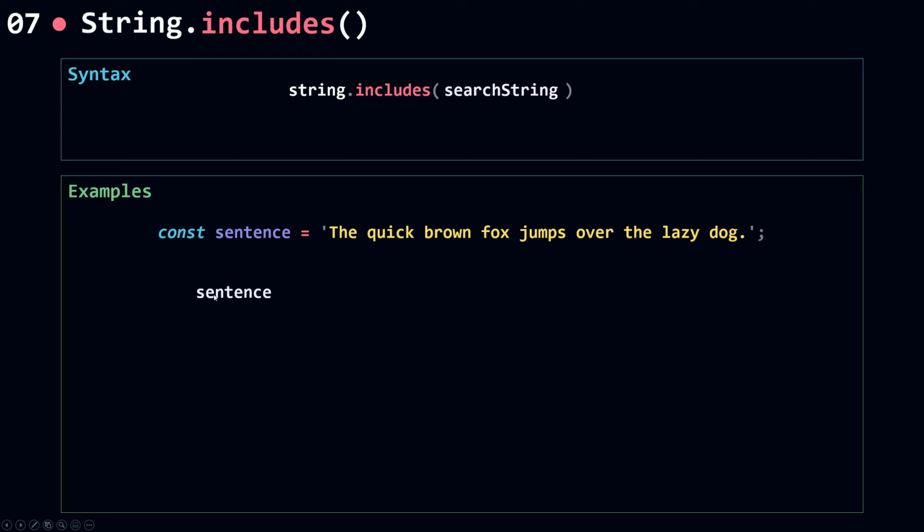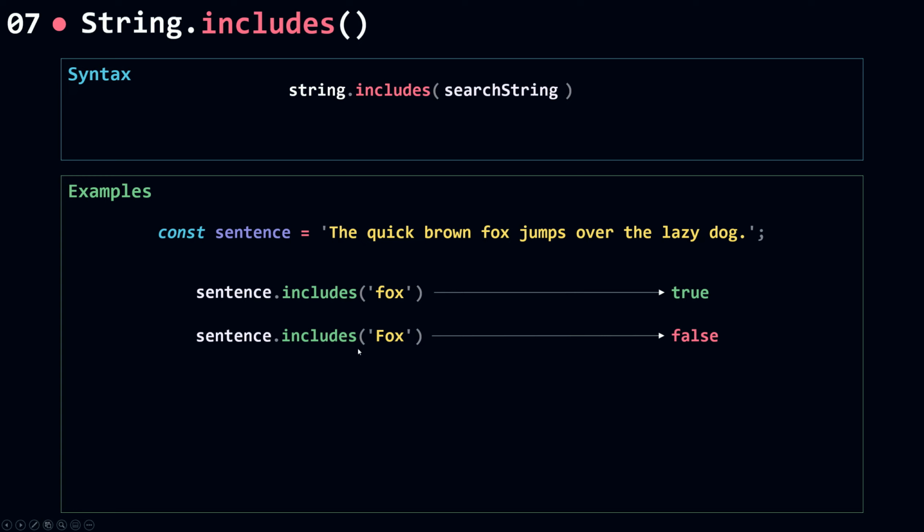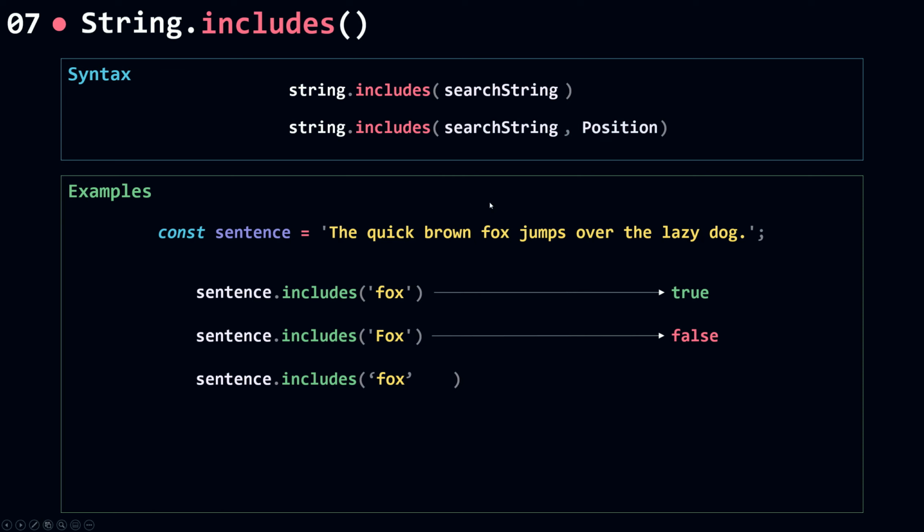Now I'm going to call includes on my sentence to see if my sentence includes a given string. For example, I'm going to use fox, and because my sentence includes fox, this will return true. Now if I call includes with Fox with a capital F, this will return false. This means that includes here is case sensitive. Now includes may also take in a second parameter, called position. The position here is the index you want to start from when checking if your string includes a given search string or not. So for example, if I use 0, it's going to start from the beginning of the string, and this of course will return true, because from the beginning it includes fox.